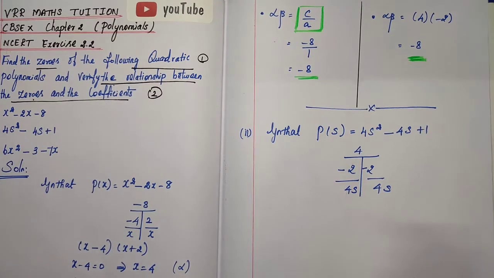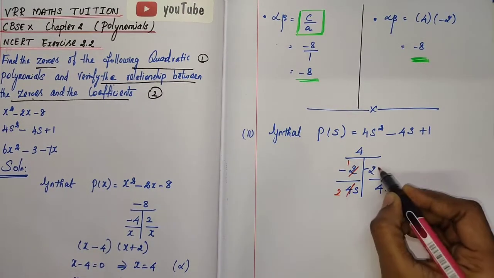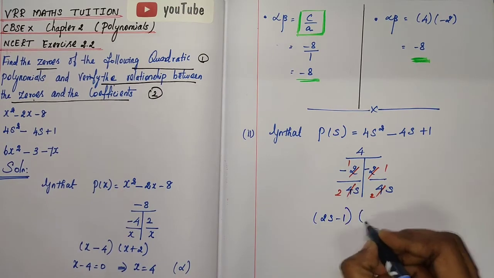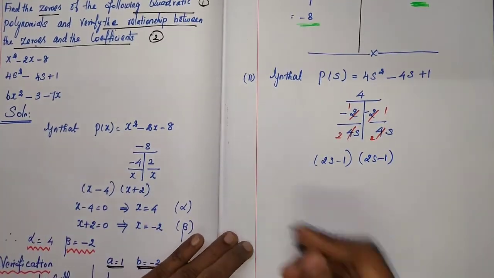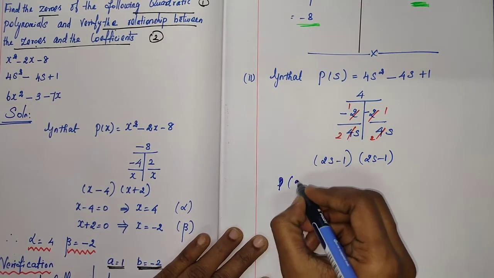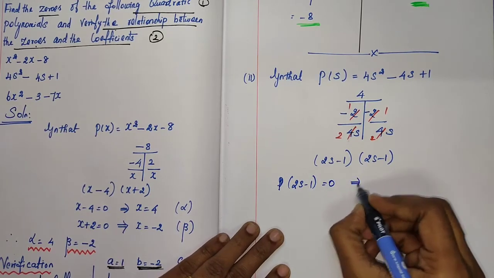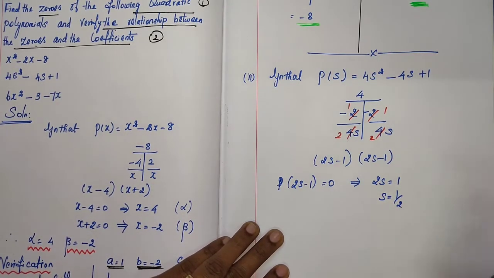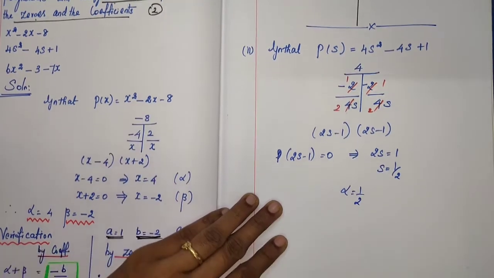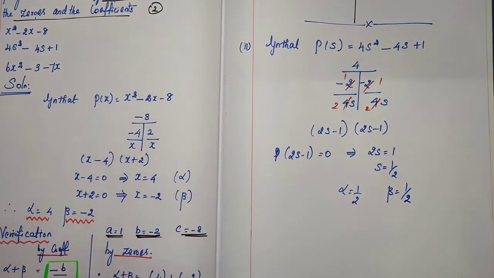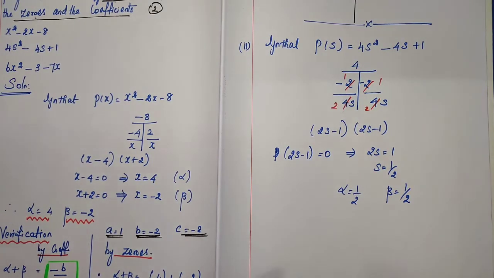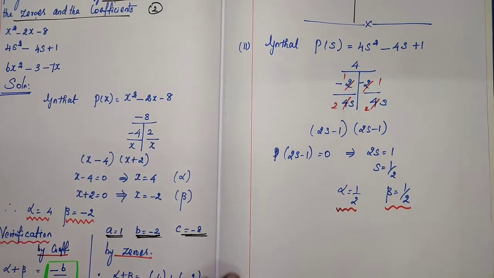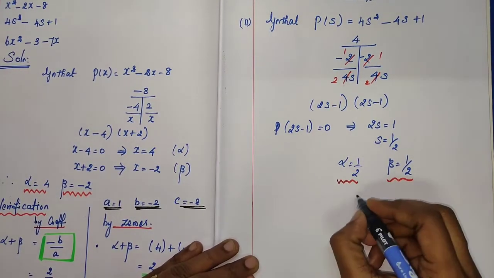Now let us simplify. 1 2 2 2s are 4. So we get 2s minus 1, 2s minus 1. These are the factors. Put each term equal to 0. So 2s minus 1 equal to 0, we get 2s is equal to 1, s is equal to 1 by 2. The second term will give the same answer. So alpha is 1 by 2, beta is 1 by 2. So the zeros are calculated.